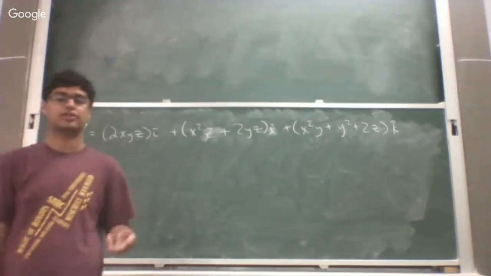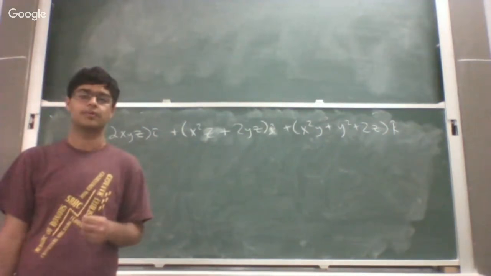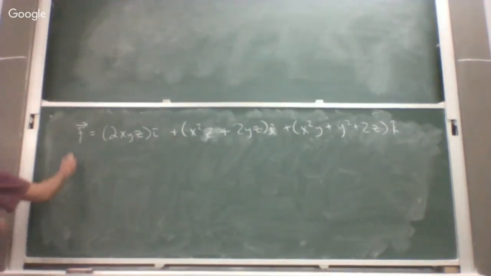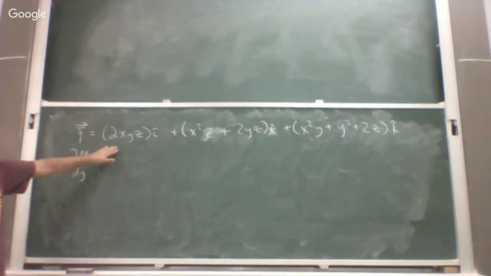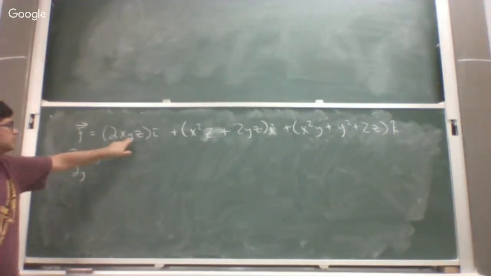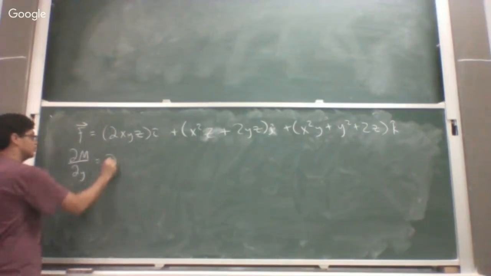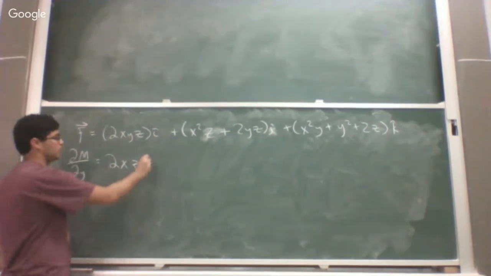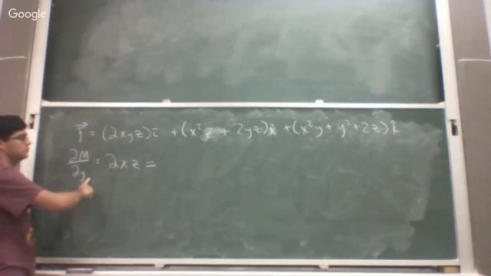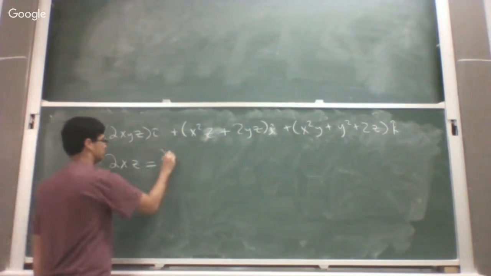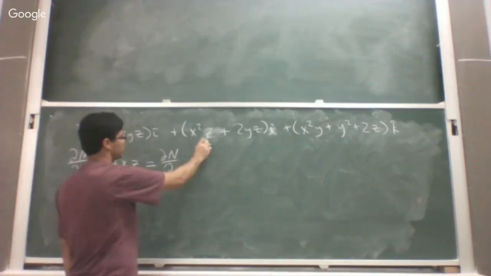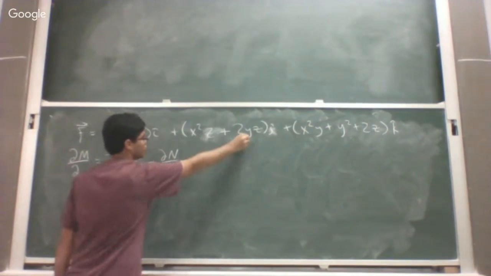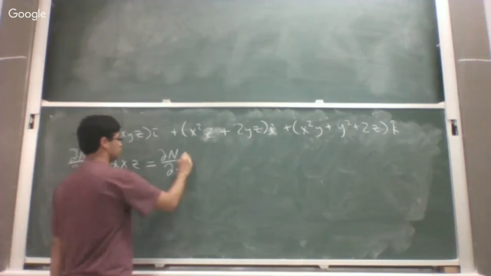So we test our three relationships. What's the first one? M with respect to y equals, well, let's figure out what that is. M with respect to y is 2xz. And what is that supposed to equal? The partial of n with respect to x. That's also 2xz, and there's no x here, so that's 0. So this checks out.